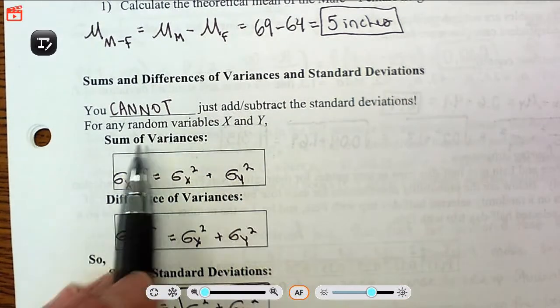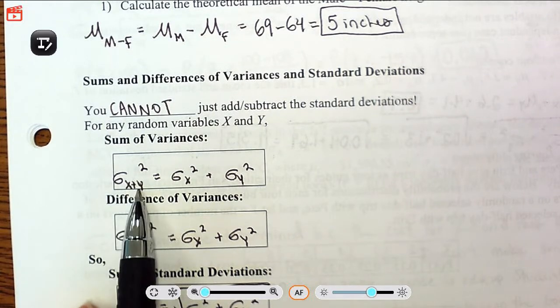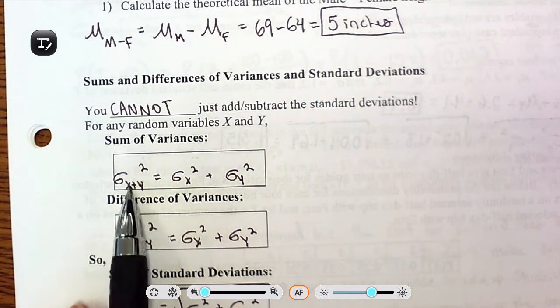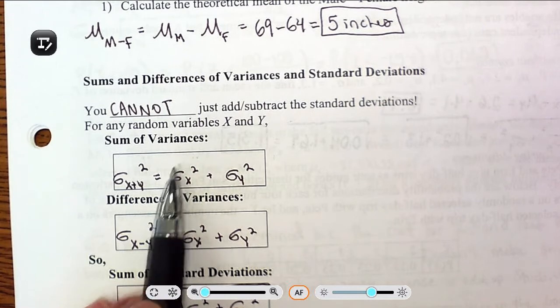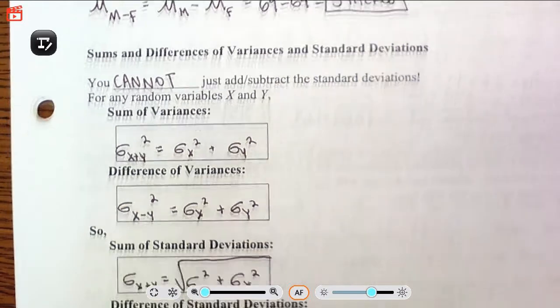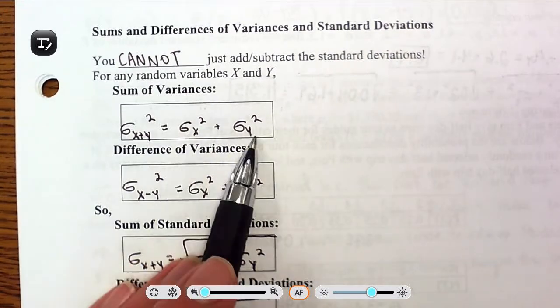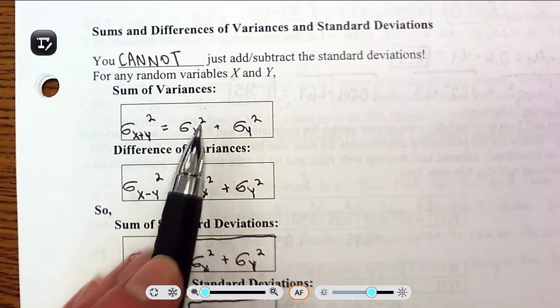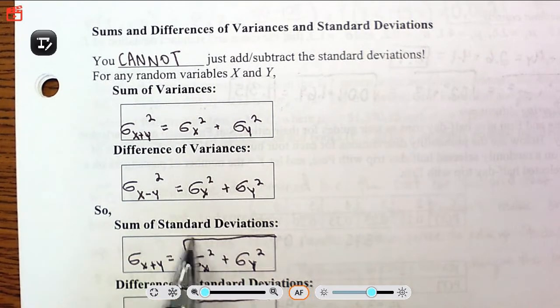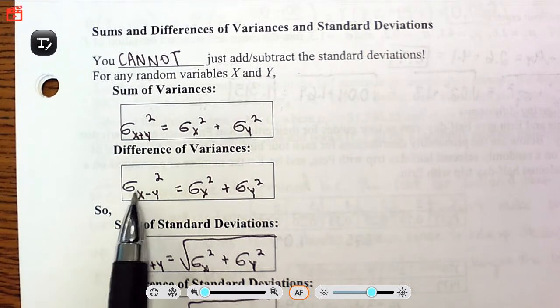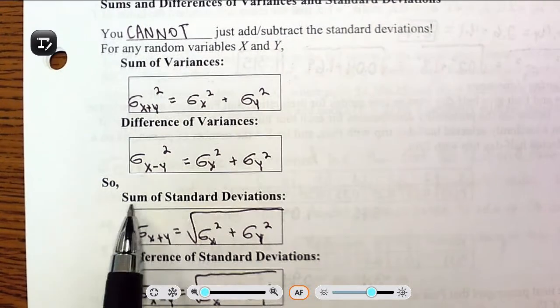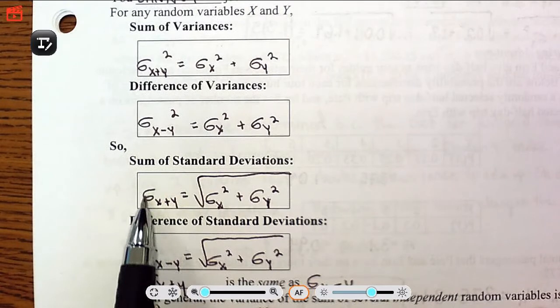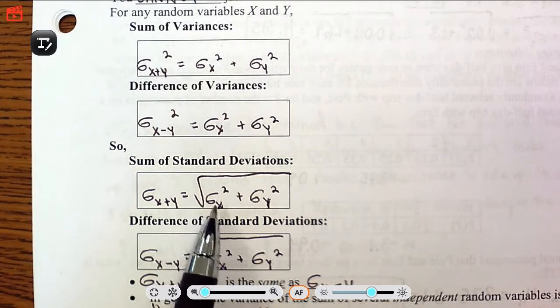So in order to find the variance of the sum of random variables, we have to take the variances and add them up. We cannot take standard deviations and add them up. So make sure that you square the standard deviations, add them, and then you can square root again to make it back to a standard deviation. Same thing for the differences. So sigma X plus Y equals sigma X squared plus sigma Y squared, square rooted.